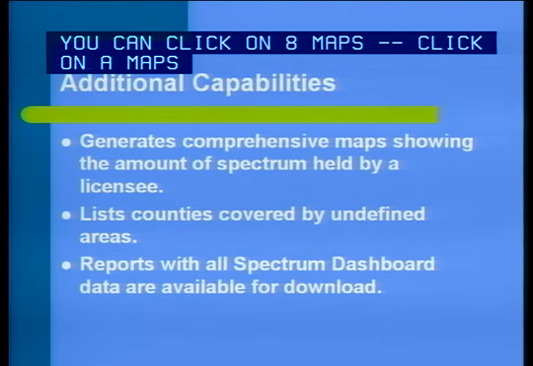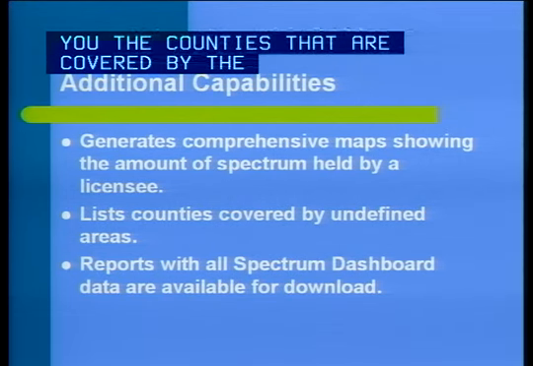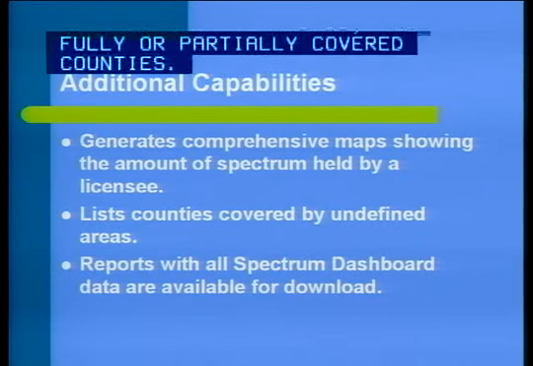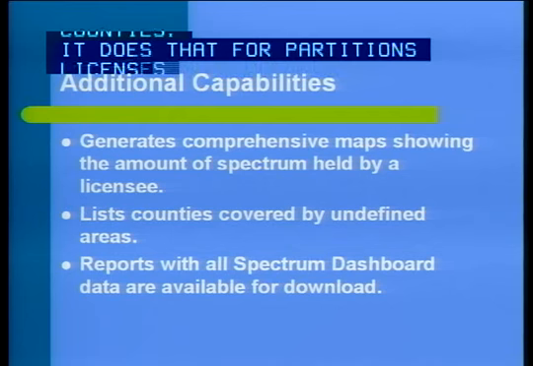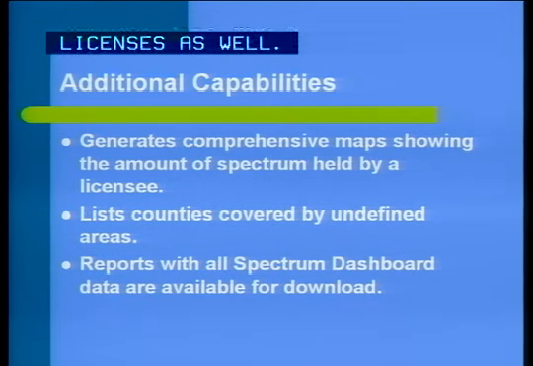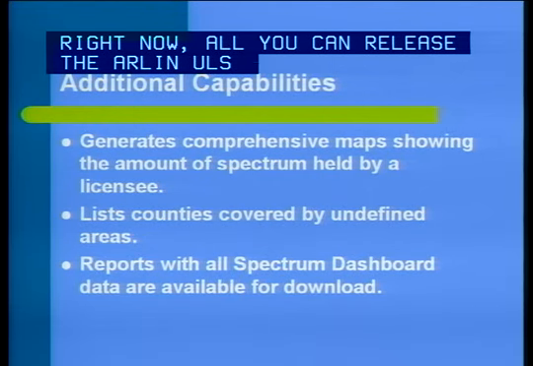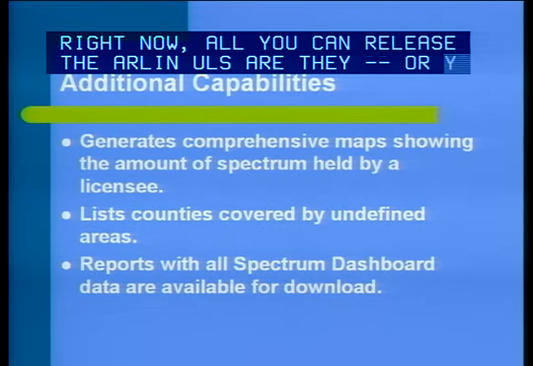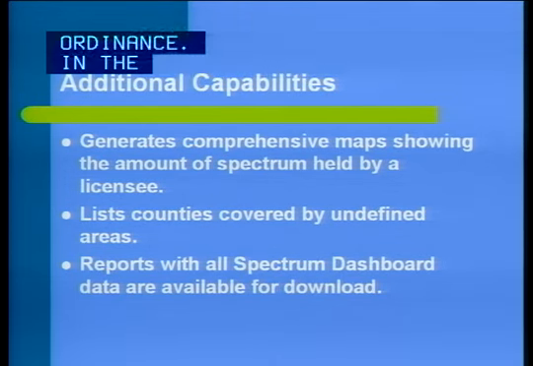Our license results now show you the counties that are covered by that license. It shows you either fully or partially covered counties, and it does that for partitioned licenses as well. So if a person has an undefined area, right now all you can really see on ULS is the coordinates and that there's an undefined area, and you would have to map it to know where it is. In the dashboard, you actually see the counties that are covered by that, and you can do searches that way, and it will bring back counties covered by undefined areas.